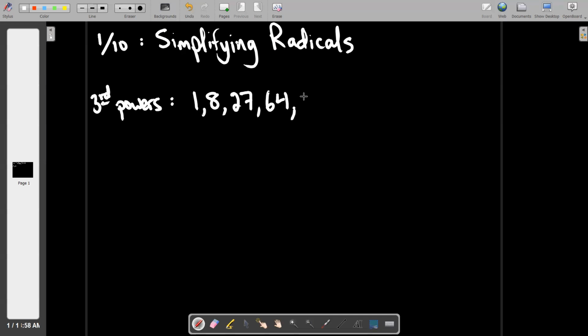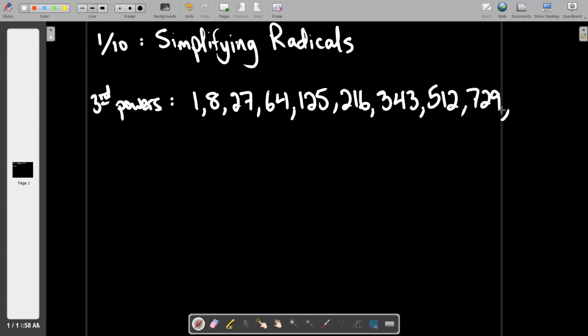What is 5 to the third? What is 6 to the third? What is 7 to the third? What is 8 to the third? What is 9 to the third? And what is 10 to the third?